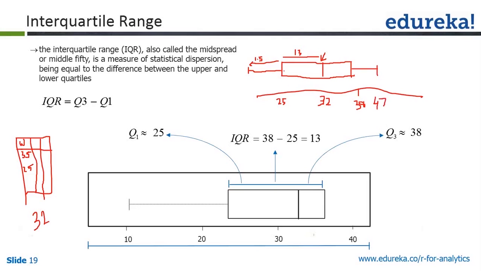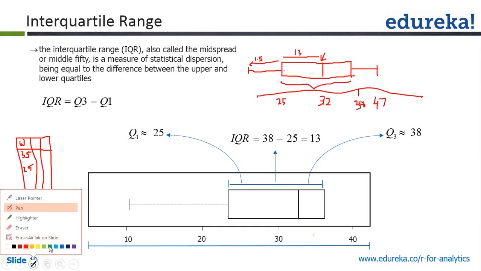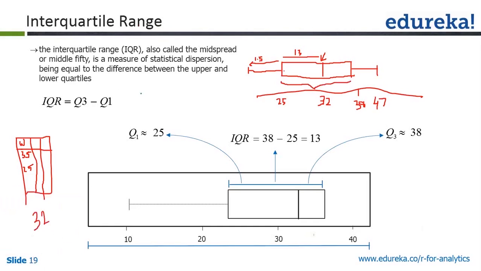This plot that you have created, put together, is called a box plot. And the difference between this and this is referred to as the interquartile range. So I'll quickly emphasize this point again.